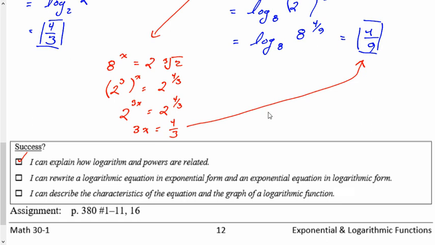I can describe the characteristics of the equation and the graph of a logarithmic function. Well, that feels like a long time ago in the lesson, so you may want to go back and review that before you check this box. That ends this lesson, though.